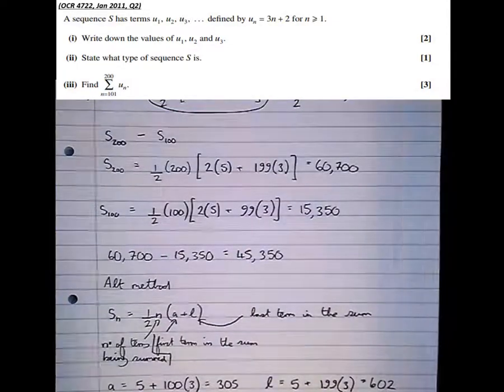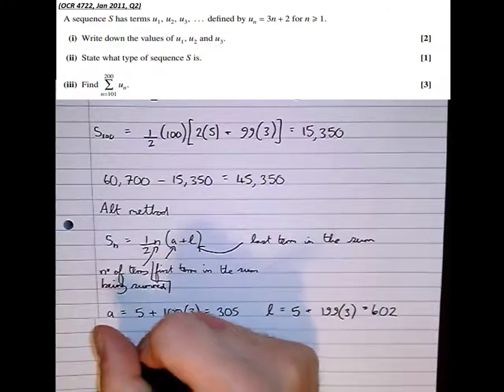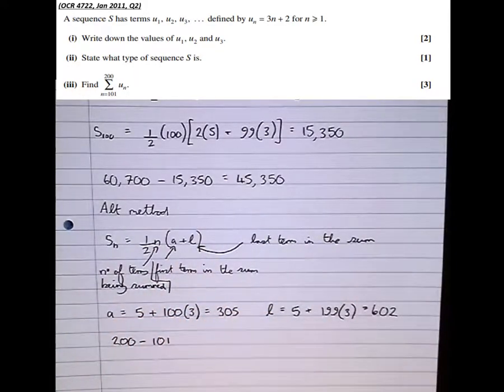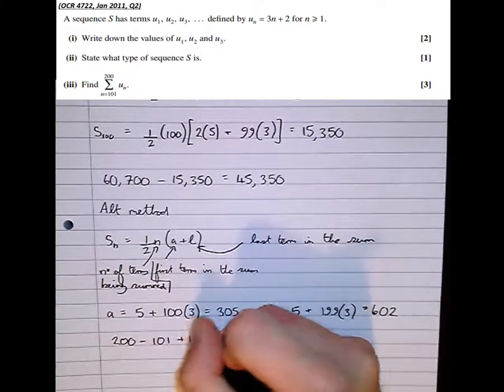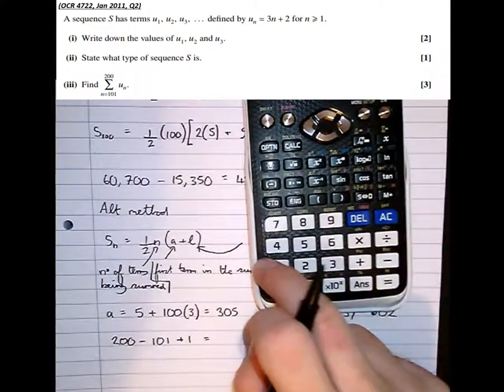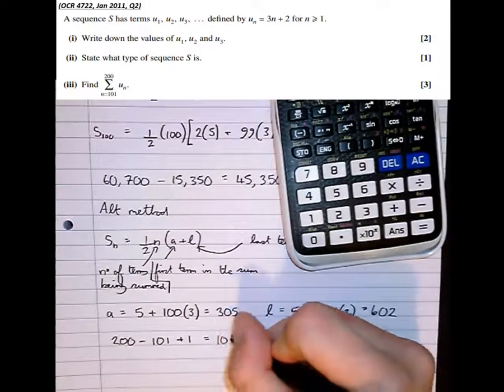So now let's look at how many terms are being summed. Well, it goes all the way from 101 to 200. So 200 take 101 doesn't quite give us the number of terms being summed because we need to count the first one as well. So add 1, which is 200 take 101 plus 1 equals 100 terms.